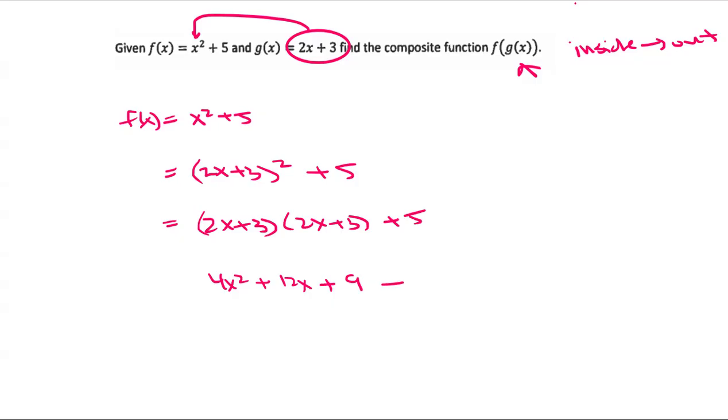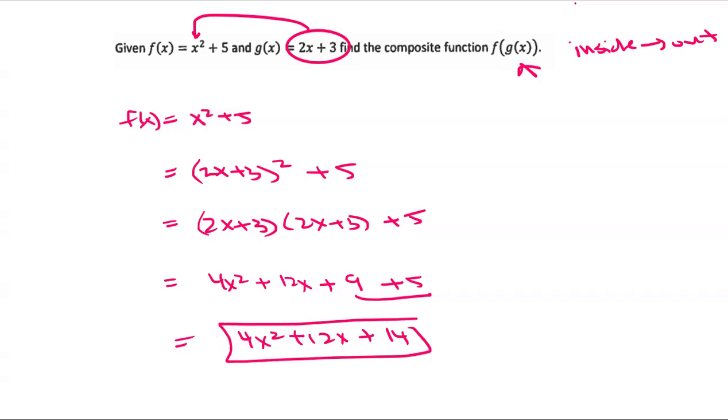All right, and then we still got the plus 5 here. So we just add those together and we get 4x squared plus 12x plus 14. Okay. If you want to factor out a 2, that's fine, or you can just leave your answer in this form.